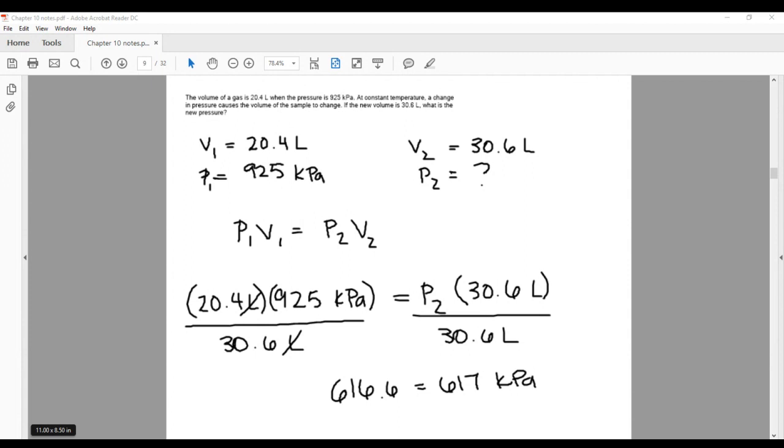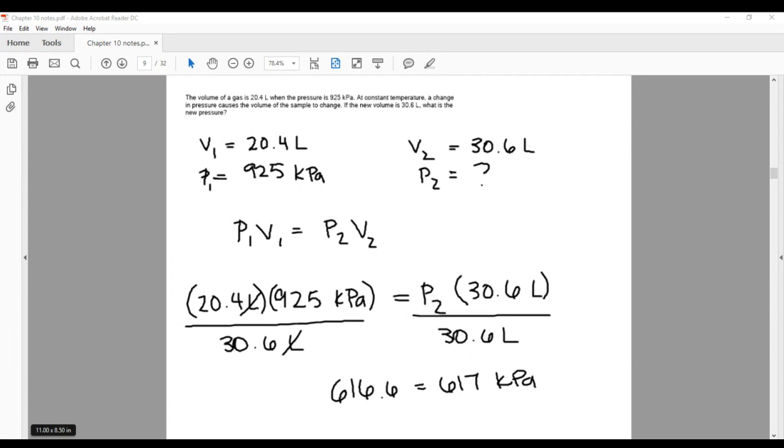And that's in kilopascals. Now, when you work Boyle's law problems, it does not matter what unit of volume or unit of pressure you use as long as they are the same. So both of my units of volume are liters. I've got a pressure unit of kilopascals, so my second pressure will be kilopascals. So it doesn't matter what the units are as long as they're the same.